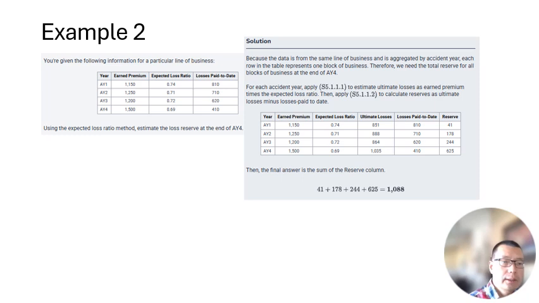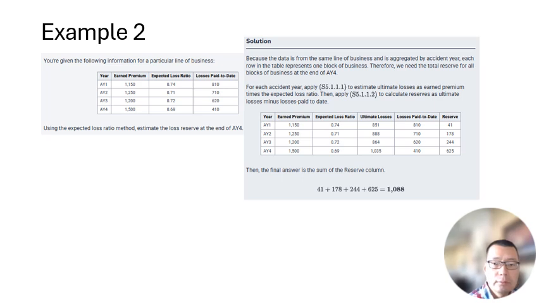Now let's look at the second example. You are given the following information for a particular line of business. AY1 means accident year 1. So for each year you have an earned premium, an expected loss ratio, and a loss paid to date. Based on this information, we can calculate each ultimate loss. Ultimate loss is just the earned premium times the expected loss ratio.